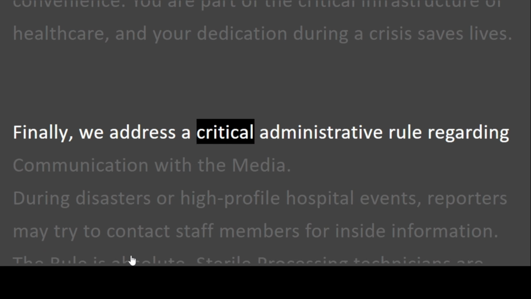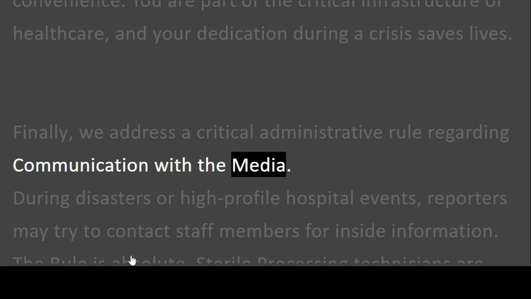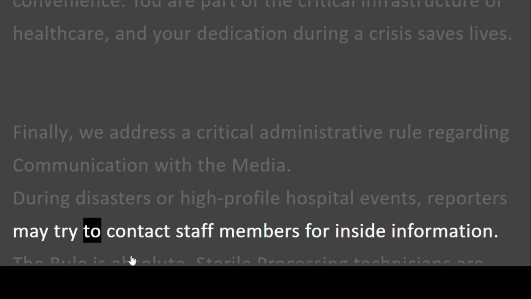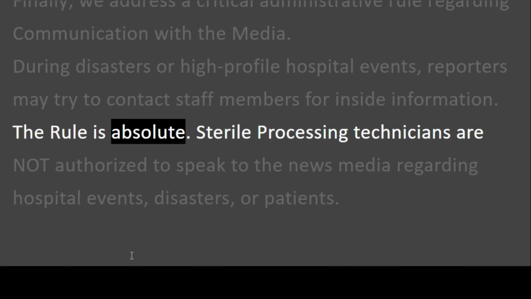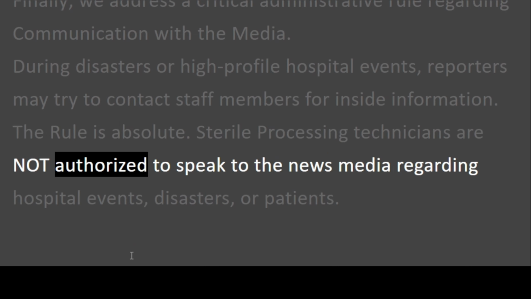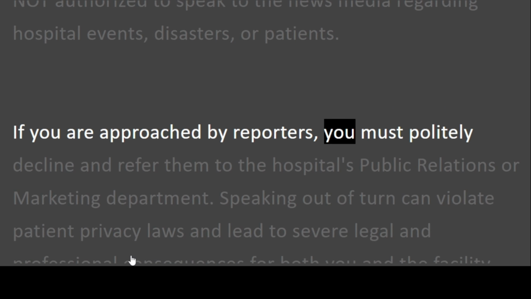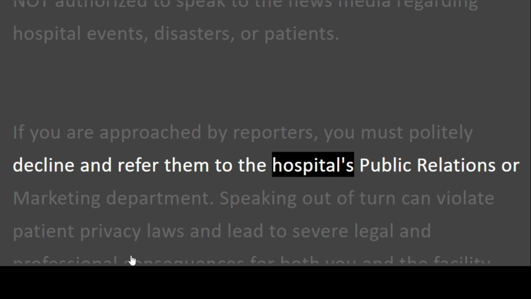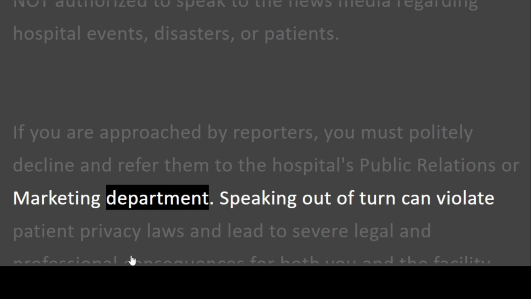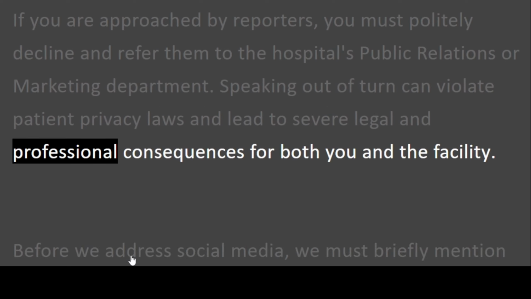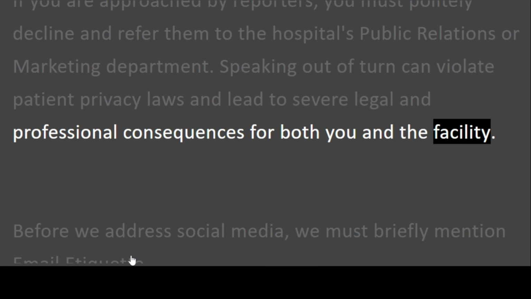Finally, we address a critical administrative rule regarding communication with the media. During disasters or high-profile hospital events, reporters may try to contact staff members for inside information. The rule is absolute. Sterile processing technicians are not authorized to speak to the news media regarding hospital events, disasters, or patients. If you are approached by reporters, you must politely decline and refer them to the hospital's public relations or marketing department. Speaking out of turn can violate patient privacy laws and lead to severe legal and professional consequences for both you and the facility.